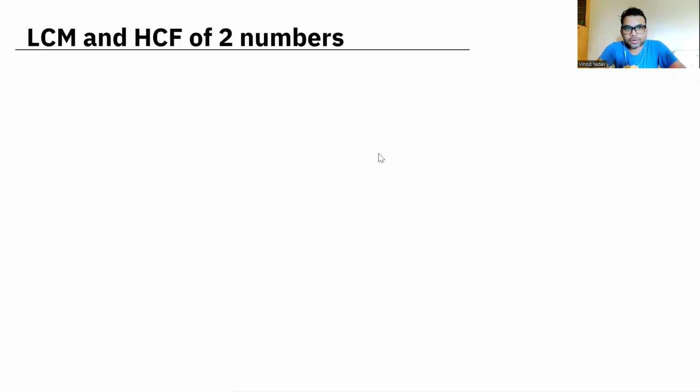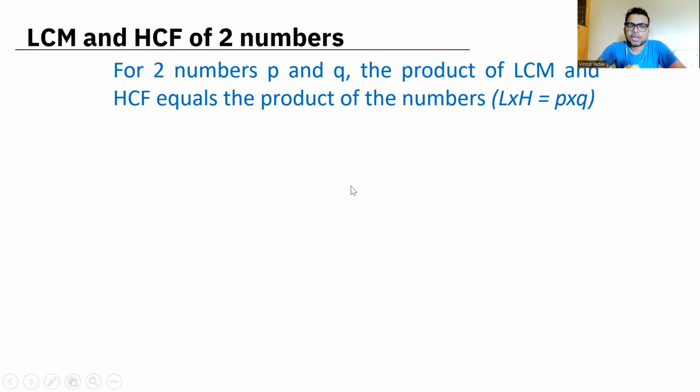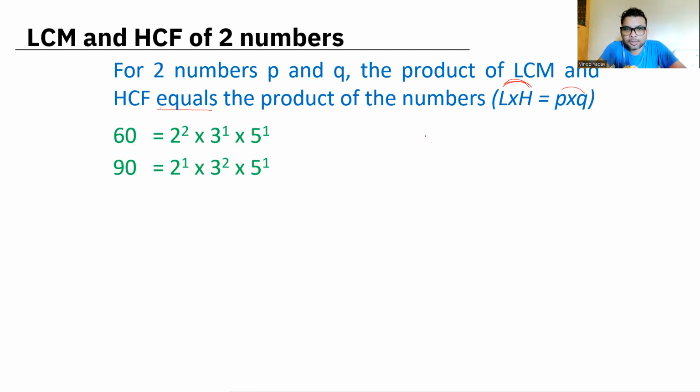Now one more relation, friends, about LCM and HCF of two numbers specifically. So for two numbers, suppose P and Q, the product of LCM and HCF equals the product of the numbers. Okay, so product of two numbers is same as product of their LCM and HCF. Remember this. For example, if I take 60 and 90, this is their prime factorization.